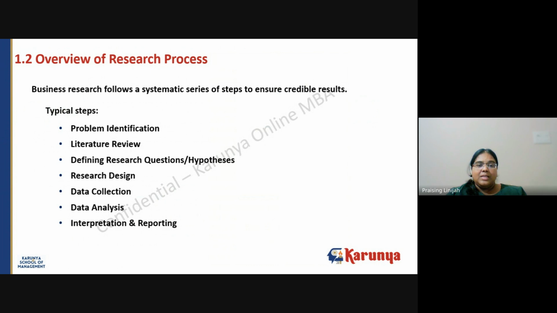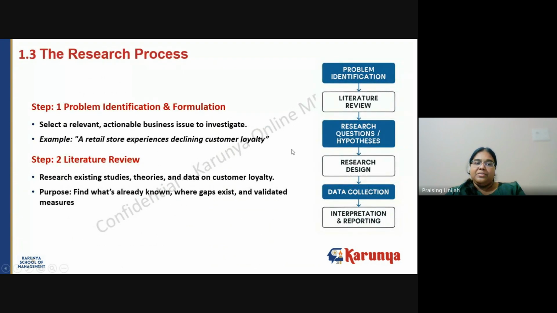Okay, the steps involved, as I noted earlier, start with problem identification, literature review, research questions and hypothetical statement development, leading to research design, data collection, analysis, and interpretation. Let's break down these steps using a retail store example, keeping loyalty index as the primary concept. Okay, moving to the first phase, problem identification and formulation.